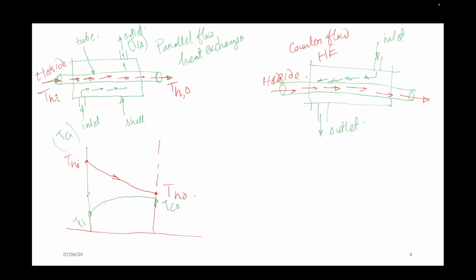Yes, sorry, this one is TCO. Clear? If not, please let me know. Because the hot temperature releases heat to the cold temperature, and because of this, its value will change.